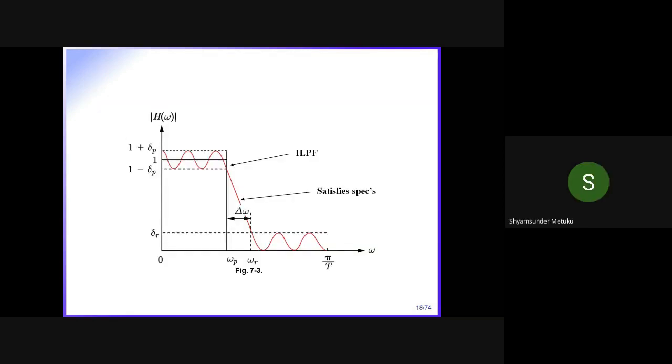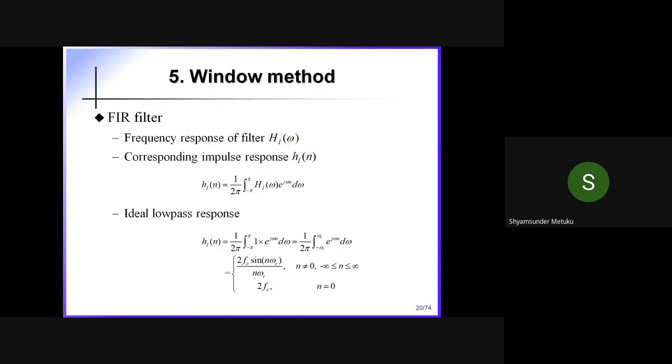Frequency domain. If somebody gives you specs in the frequency domain, what is my first job? You convert those frequency domain specifications into a time domain expression, so that is the impulse response. The frequency response of the filter is given as H_I of omega. Then the corresponding impulse response h_I of n can be calculated by the inverse DTFT, IDTFT, the other name.